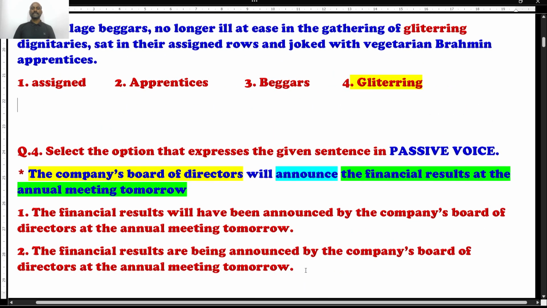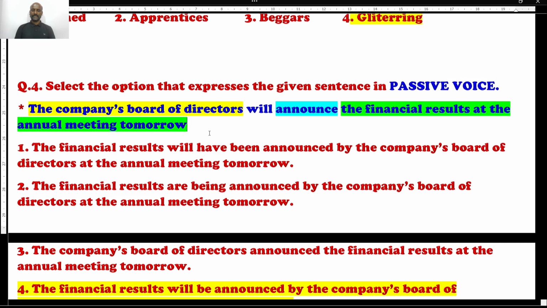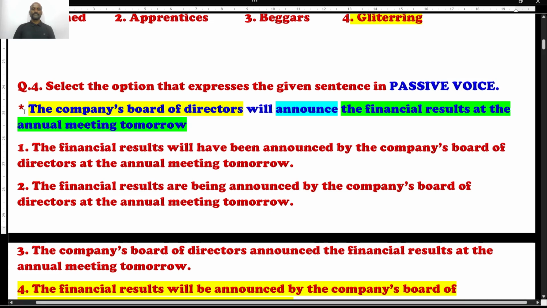Question number 4 is based on voice. You know, students, active and passive voice. Active voice is nothing but we give importance to the subject. Passive is nothing but we highlight the object as an important role. Well, the question is, the company's board of directors will announce the financial results at the annual meeting. Students, you know the parts of the sentence in active and passive voice? Well, the given question is purely active voice. Well, what is the subject here? The company's board of directors is the subject.